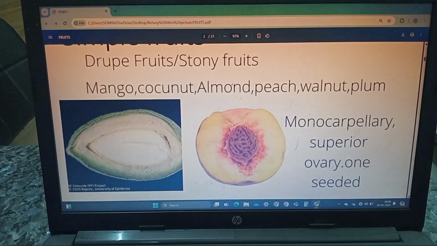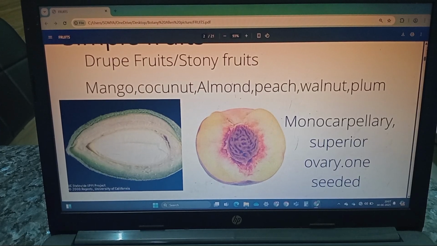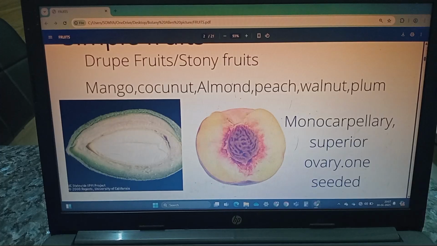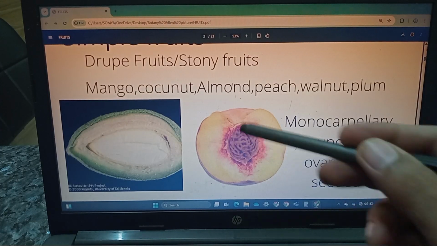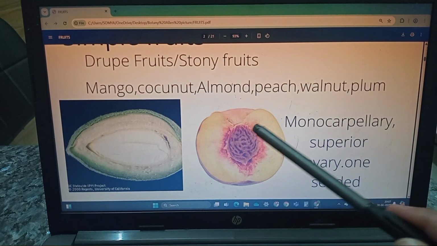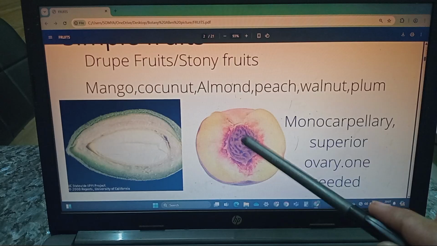Coming to the types of fruits, there are two kinds, fleshy fruits and dry fruits. First is the simple fruit. In simple fruit, we divide into two, fleshy and dry. So we're talking about the fleshy fruit. The first example is drupe, D-R-U-P-E. We find drupes in mango, coconut, peach, almond. What you're seeing is the gritty endocarp.